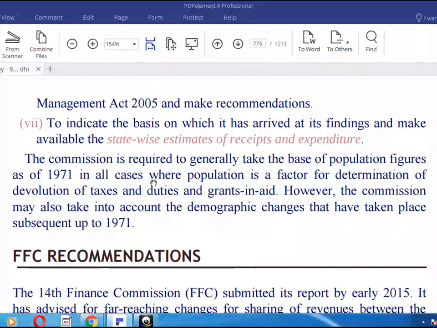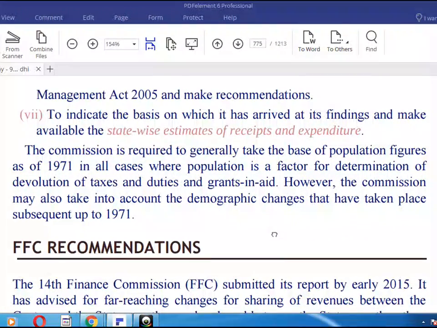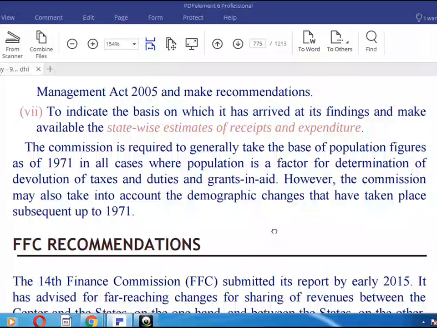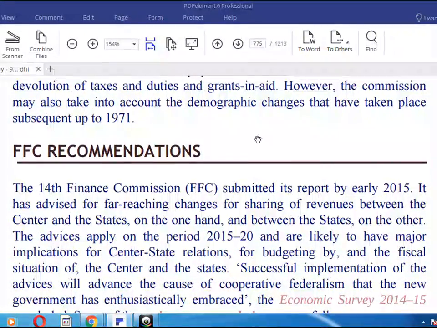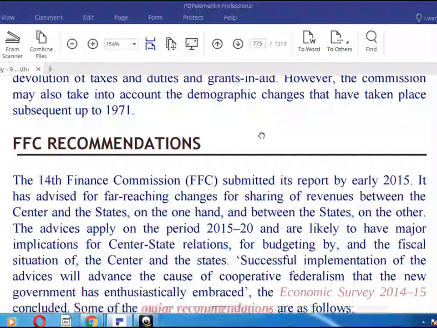The Commission is required to generally take the base of population figures as of 1971 in all cases where population is a factor for determination of devolution of taxes and duties and grants-in-aid. However, the Commission may also take into account the demographic changes that have taken place subsequent to 1971. Okay, 14th Finance Commission recommendation.